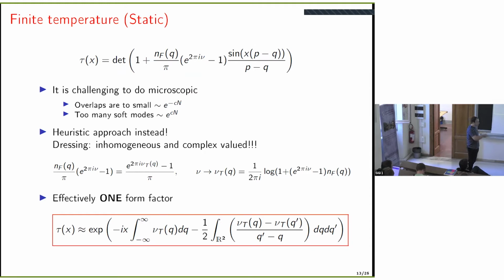Now our microscopic, and now all the soft summation would not really work, because first of all we don't have edges. So we have a lot of soft modes, and more or less, if previously our overlaps died with the power of system size, now they will die exponentially. So it's very difficult to do any bookkeeping in the previous way. So what we do instead, we use a heuristic approach.